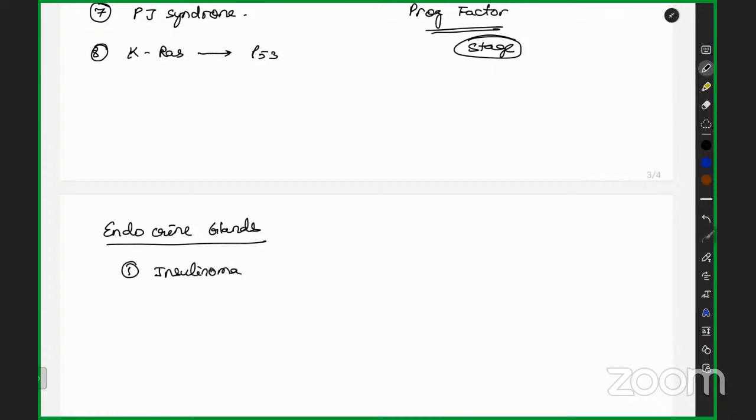Insulinoma. What is this insulinoma? It is the most common pancreatic endocrine tumor. Okay, endocrine tumor in pancreas. That is the first important thing. And it is going to involve what cells? It is going to involve your beta cells. Okay, so 90% it will be benign.